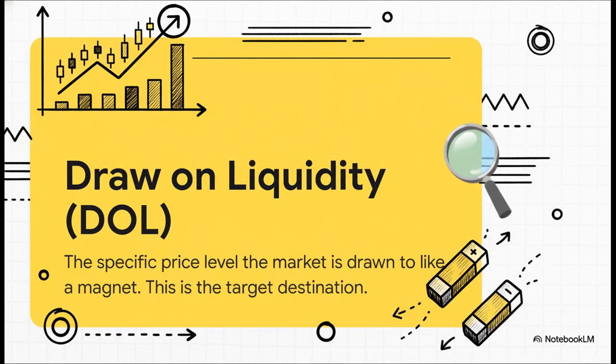Okay, so once we know the general direction, step 2 gets more specific. We need to find the destination. This is called the draw on liquidity, or DOL. Just think of it like a magnet. It's a specific price level that the market is being pulled towards. Now, we don't just have a direction, we have a concrete target.